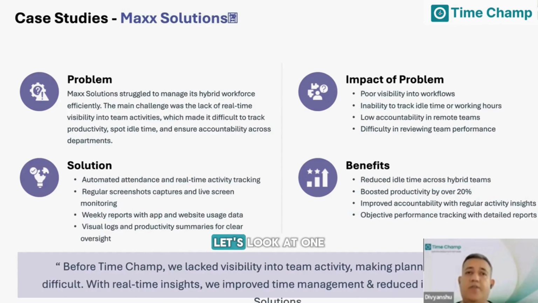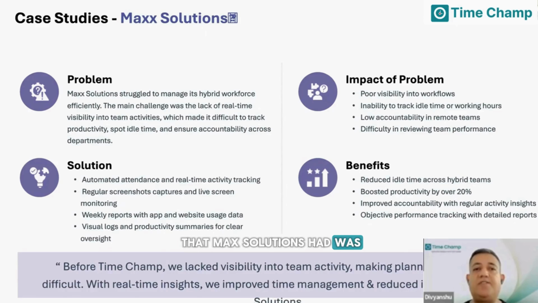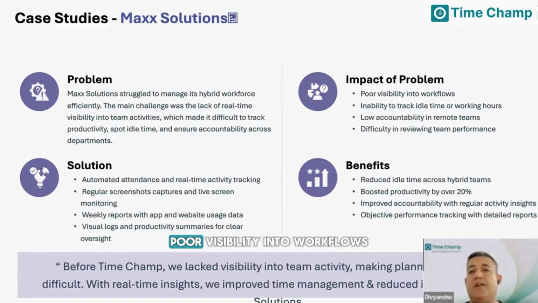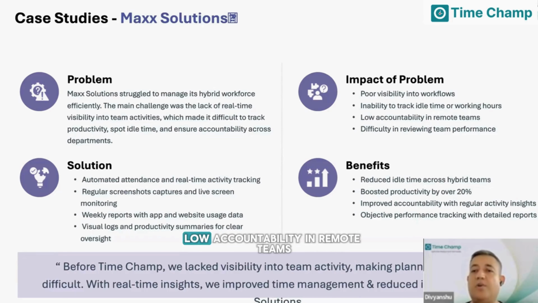Again, let's look at one more before we move on to the questions and answers. Max Solutions. The problem that Max Solutions had was they struggled to manage their hybrid workforce efficiently. The main challenge was the lack of real time visibility into team activities, which made it difficult to track productivity, spot idle time, and ensure accountability across departments. Impact: poor visibility into workflows, inability to track idle time or working hours, low accountability in remote teams, difficulty in reviewing team performance.